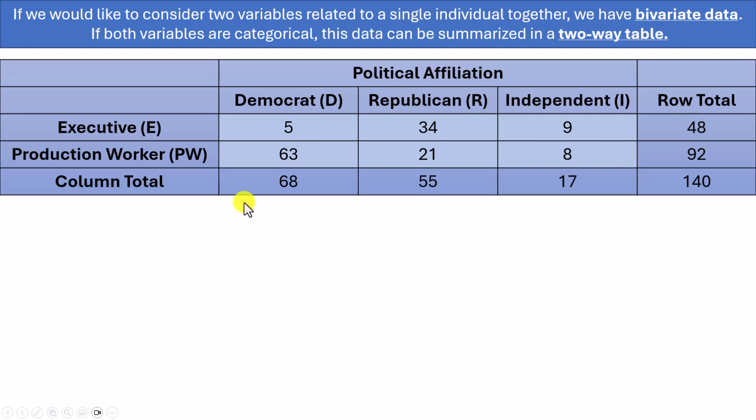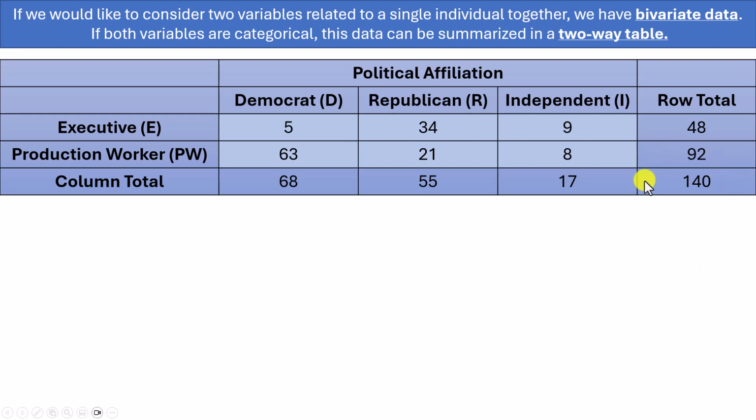The column total represents the total number of individuals who have each political affiliation. So we have 68 Democrats, 55 Republicans, and 17 Independents in our sample. These values can be found by taking the previous 2 rows and adding them together. So 8 plus 9 is 17, 21 plus 34 is 55, and 63 plus 5 is equal to 68.